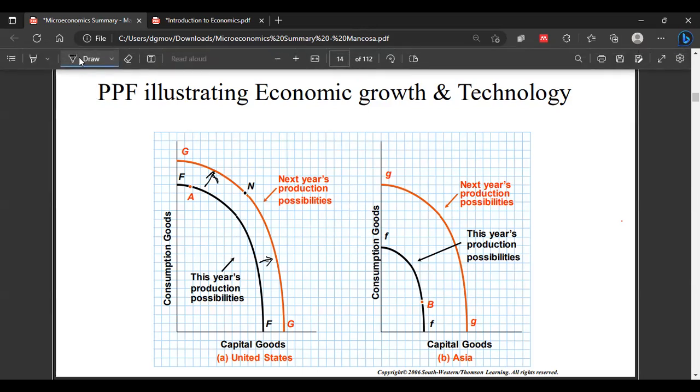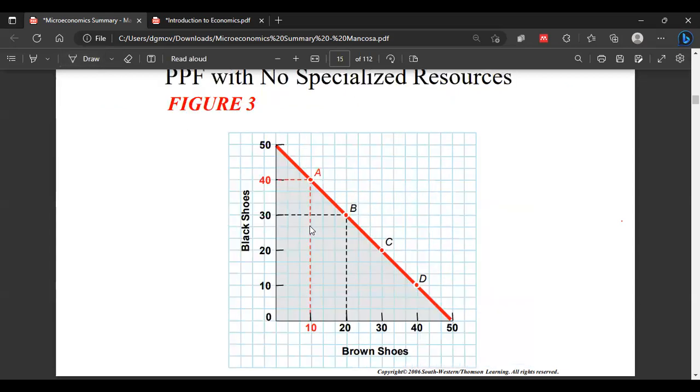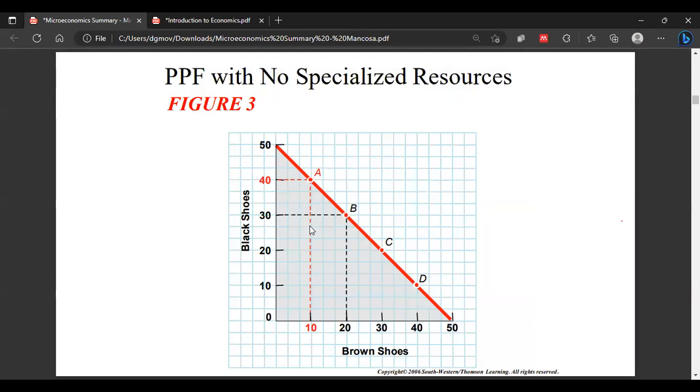There are instances where your PPC swivels on one axis. I will explain that. But now, if there are no specialized resources, if you use the same resources to produce black shoes or brown shoes, the curve won't be concave. It will just be a straight line.